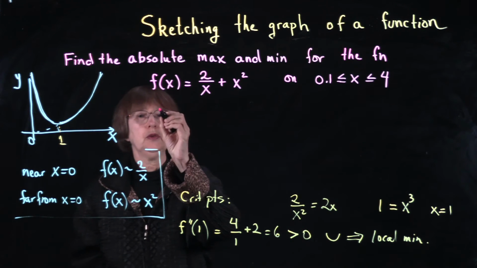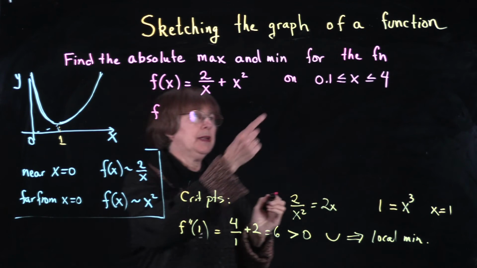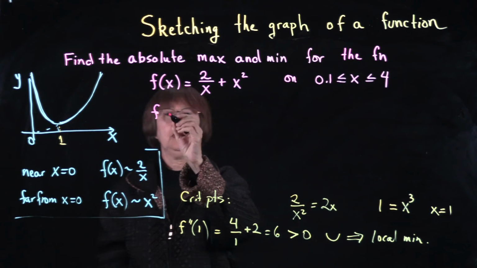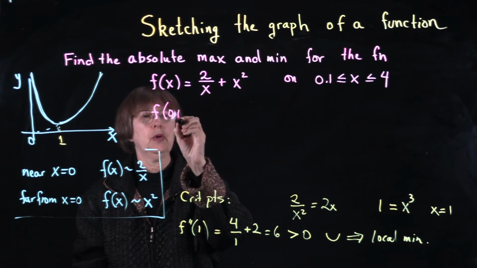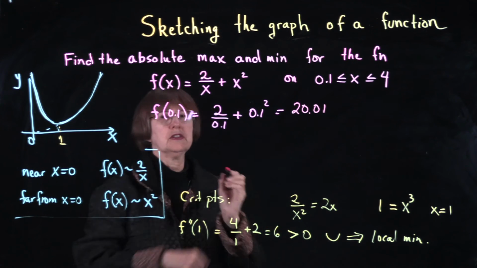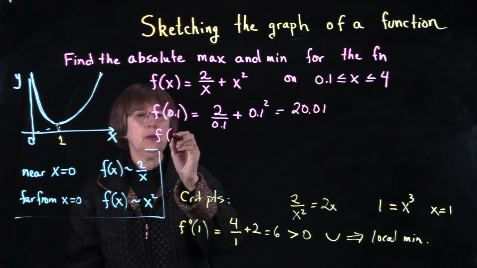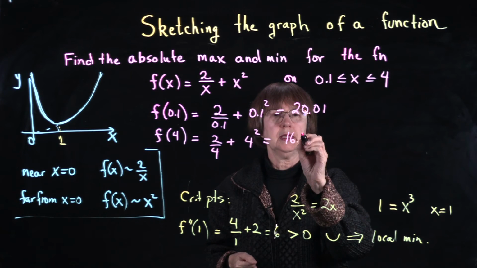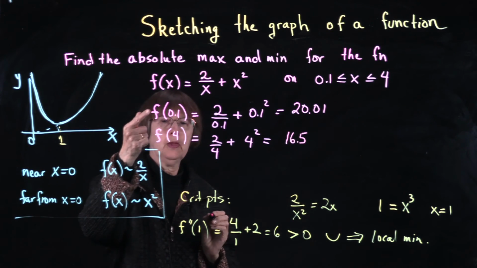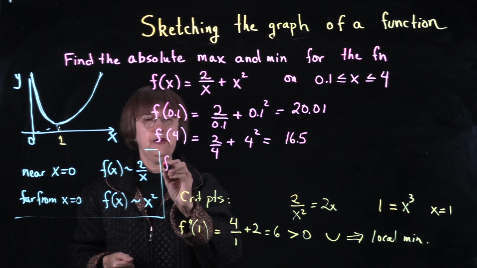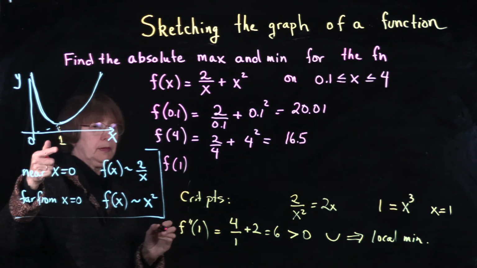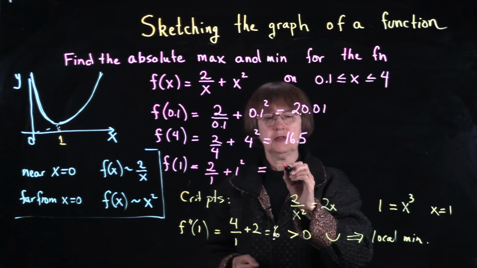Now, to find the values of the function that are at the absolute maximum and absolute minimum, what we're going to do is evaluate that function at each of the endpoints of the given interval. So first of all, it's 0.1, and we get this value. At the other endpoint, we get 16.5. Now finally, we should compare these to the value of the function at its critical point, which gives us 3.